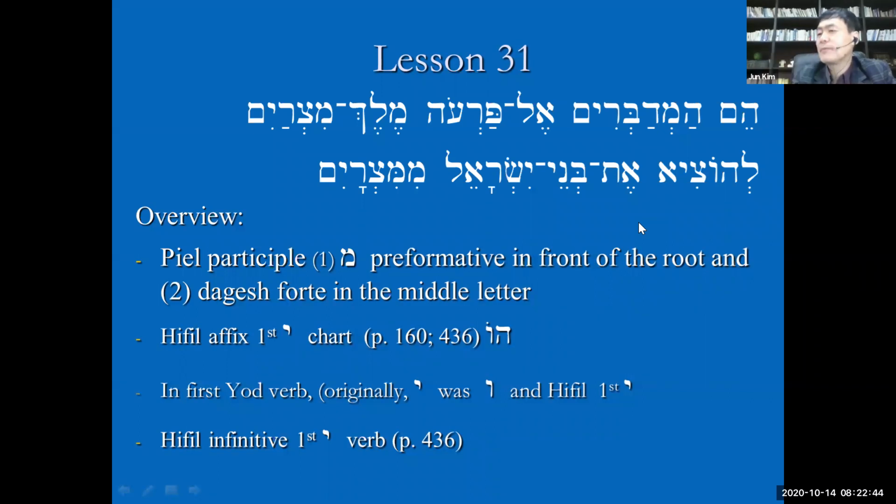The first noun will be assimilated, and then it will follow the general rule. Okay, it works that way. And then if you have pata or kamets under the he, then that indicates what? The possibility of imperative or infinitive construct. Is that clear? Okay, so far that's all.